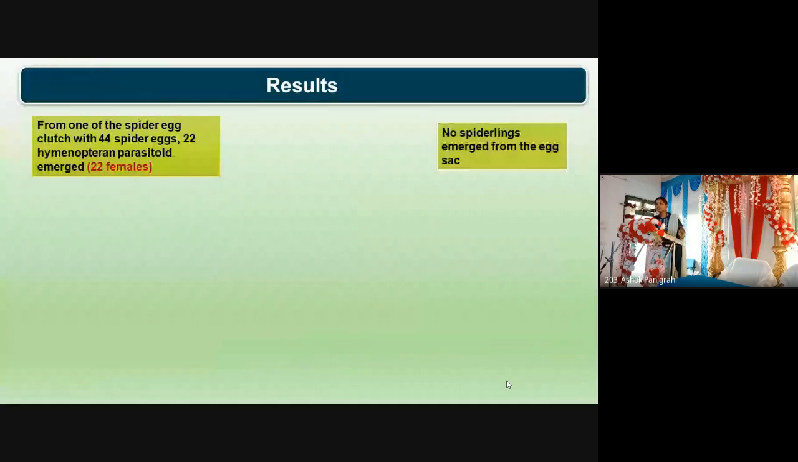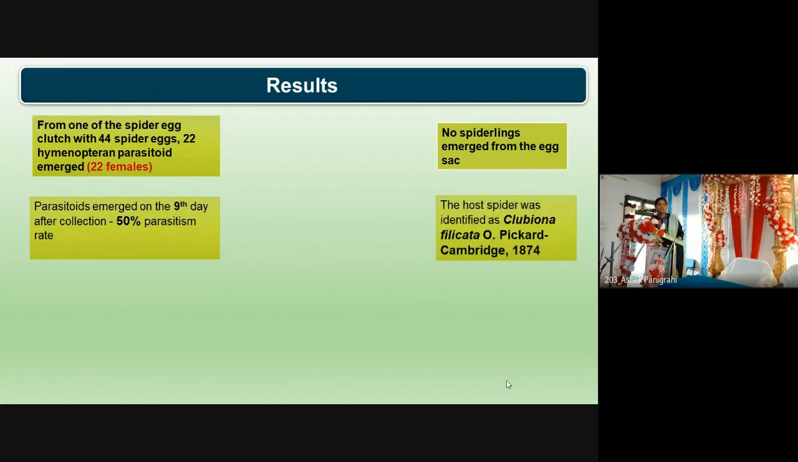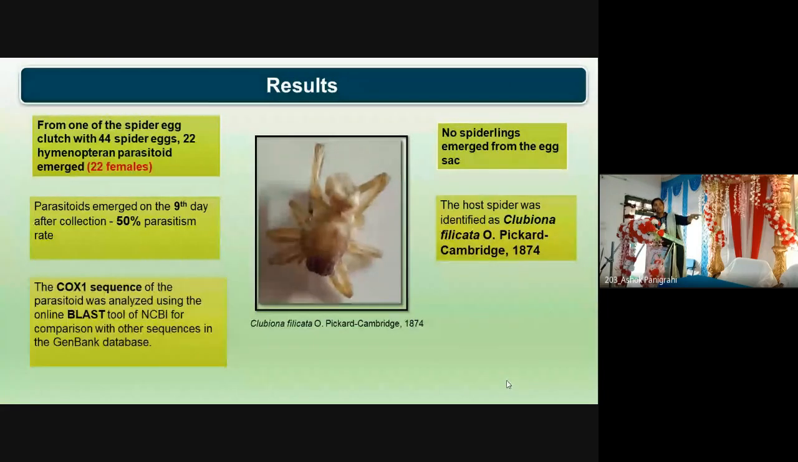As already told, the result from one clutch: 44 eggs were there, in which 22 spiders and 22 Hymenoptera parasitoids emerged. The interesting thing was that all 22 were female. No males emerged from the spider eggs. No spiderlings emerged, so you can understand the rate of parasitism in the spider was 50%. This is the species reported with the host Clubiona filicata. This is the first report from the state. No other species of Clubiona filicata was reported earlier from the state.